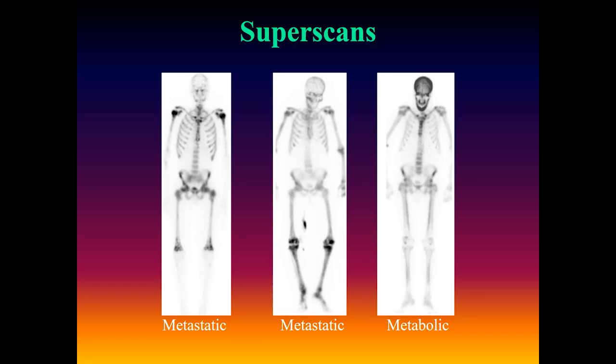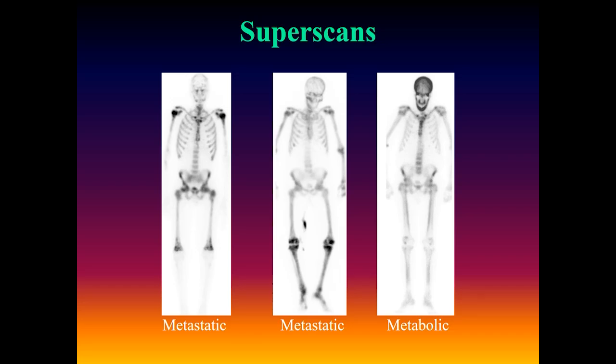However, as that metastatic superscan in the middle demonstrates, the abnormality at times can extend all the way into the distal extremities, much the way it does on the metabolic superscan. A more reliable method for differentiating between a metabolic and a metastatic superscan is to evaluate the intensity of uptake in the skull and mandible.